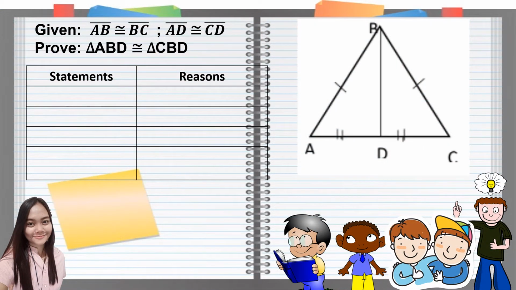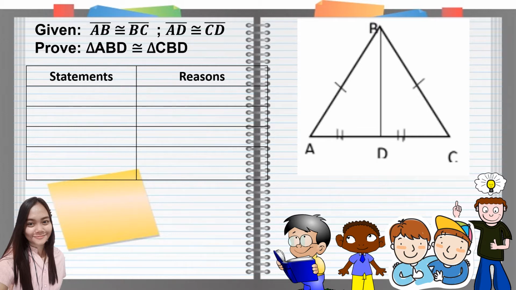So, ito yung first example natin sa ating continuation. Meron tayong given which are segment AB congruent to segment BC and segment AD is congruent to segment CD. So, meron na tayong mga markings dito sa ating figure. And we will be proving that triangle ABD is congruent to triangle CBD. So, gagamit ulit tayo ng two-column proof.